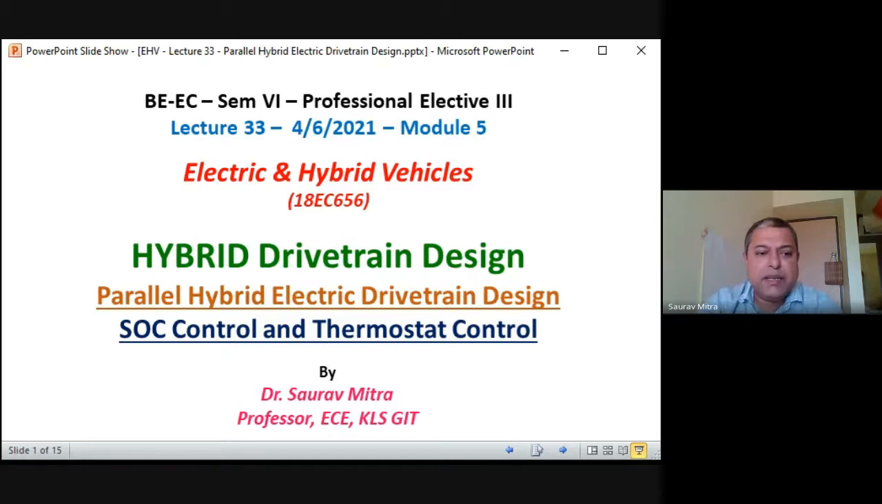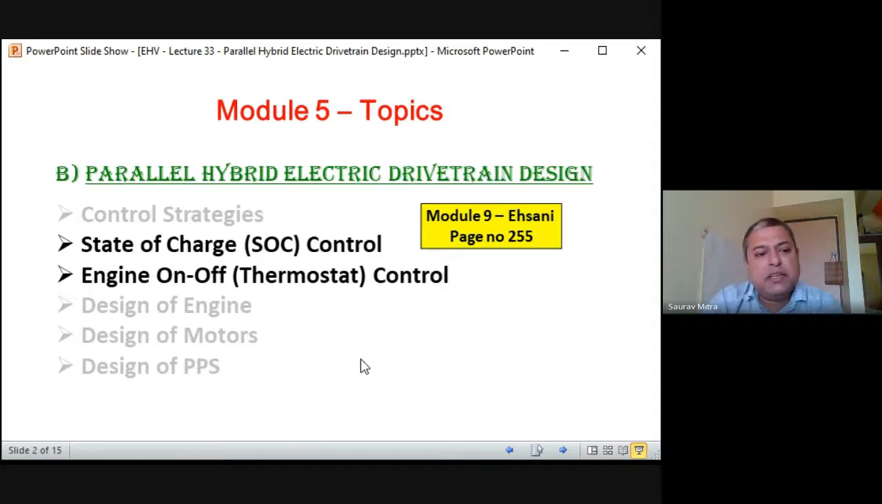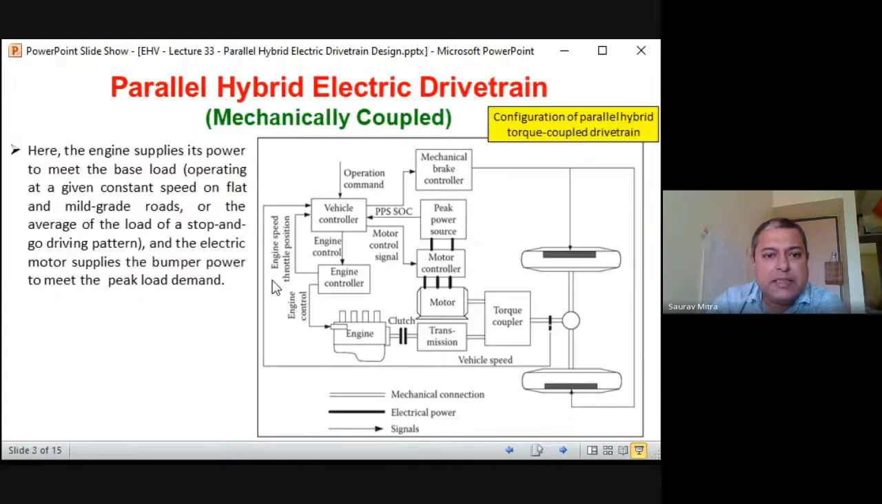It is series or parallel, and whenever it is parallel, we are finding that there are two things. First, let me tell you the topics that we are going to do today. Same topics we had done in case of series hybrid as well: state of charge control and engine on off thermostat control. State of charge control is called PPS control, and engine on off control is called thermostat control. We had done this block diagram long back.